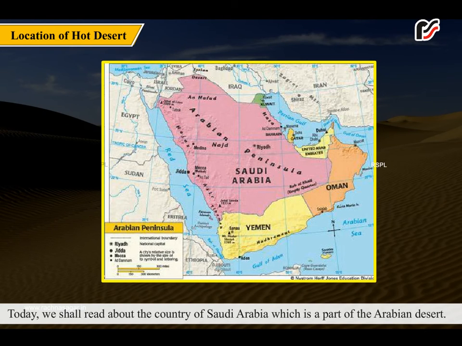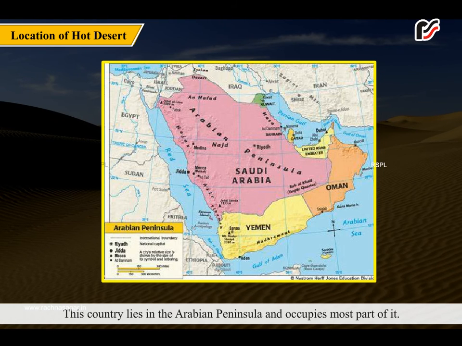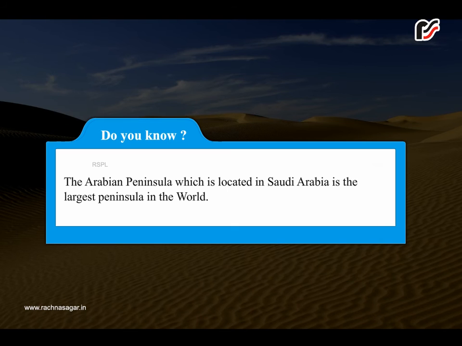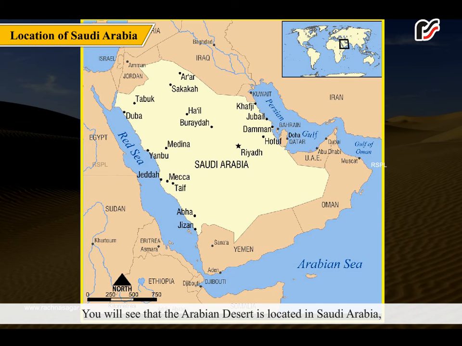Today, we shall read about the country of Saudi Arabia, which is a part of the Arabian Desert. This country lies in the Arabian Peninsula and occupies most of it. Do you know? The Arabian Peninsula, which is located in Saudi Arabia, is the largest peninsula in the world. You will see that the Arabian Desert is located in Saudi Arabia, which is a country situated in the southwest of Asia. Riyadh is its capital.